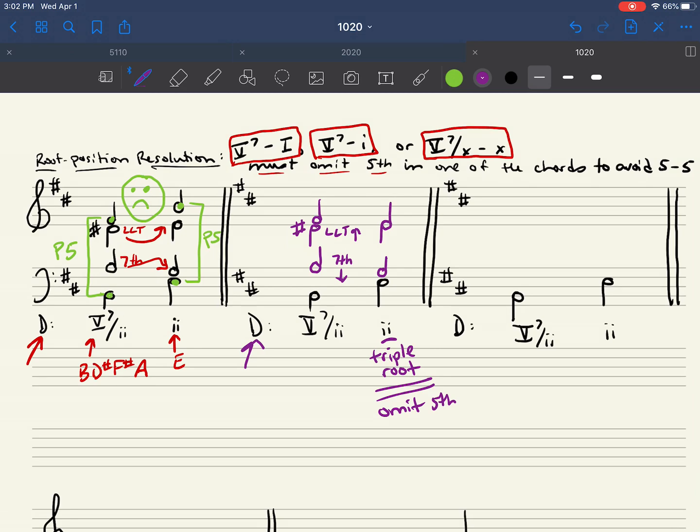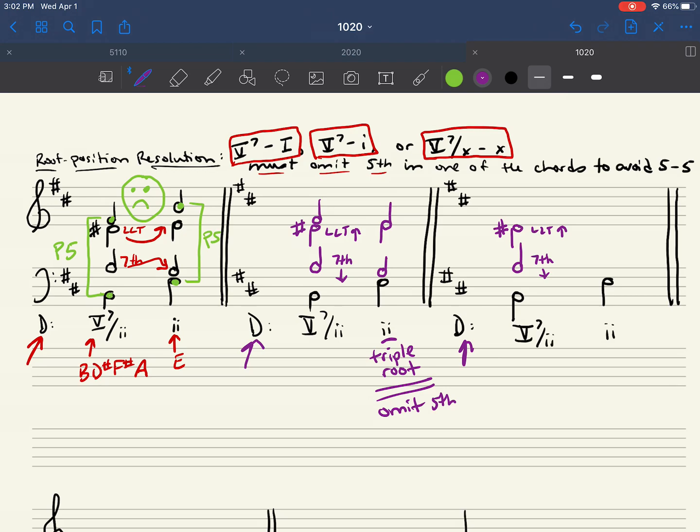I can also omit the fifth in the 5/7 of 2. So in the second example here, let's change the voicing of the 5/7 of 2. I'm still going to have my seventh in the tenor. I'm going to resolve that downward eventually. I will still have my D sharp, the local leading tone, in the alto, and that will resolve upward.